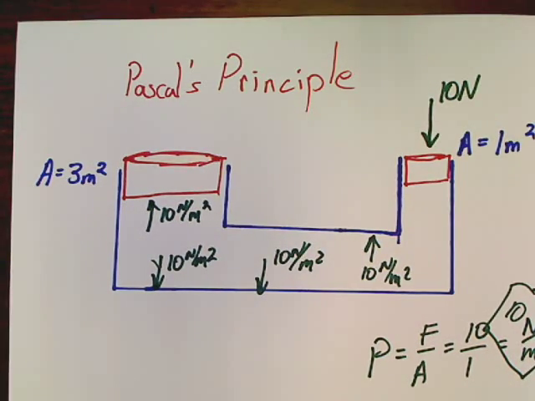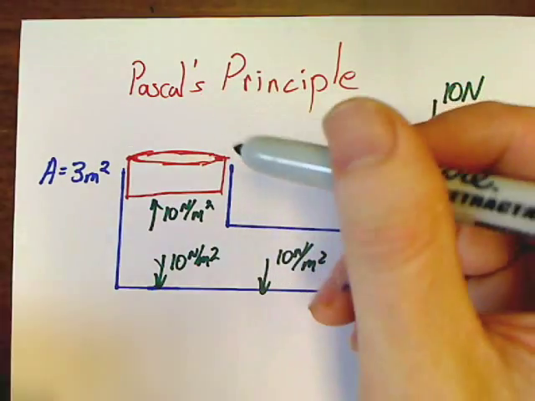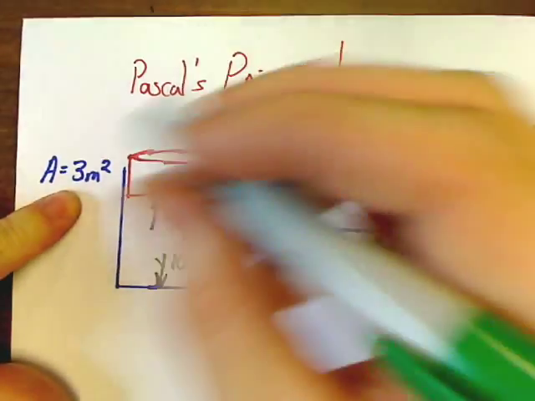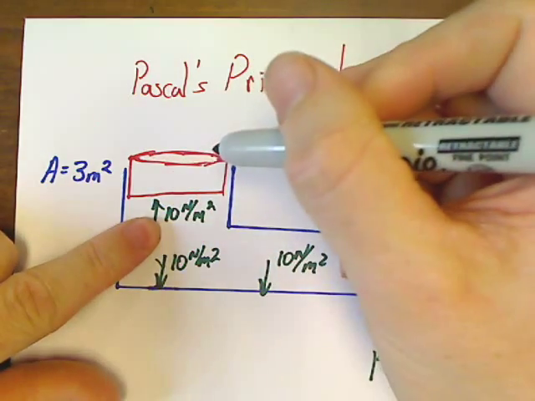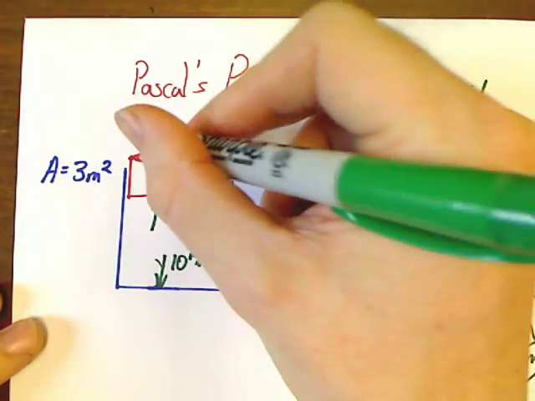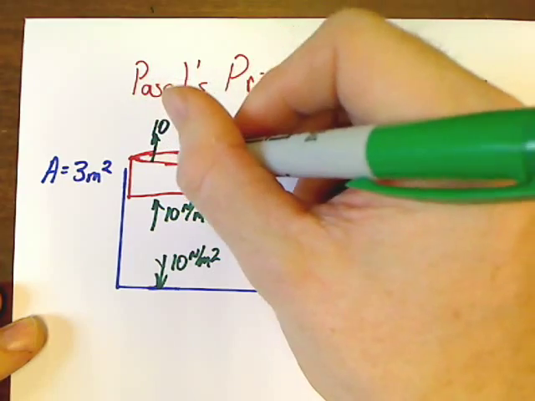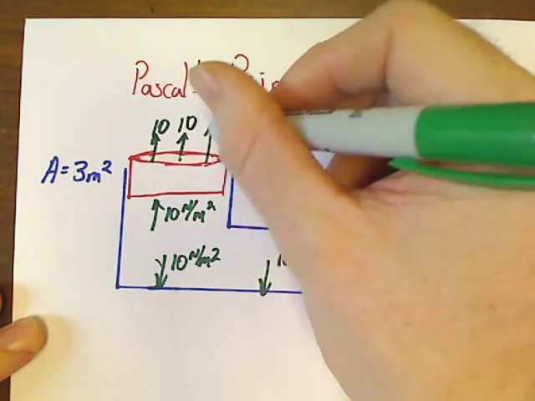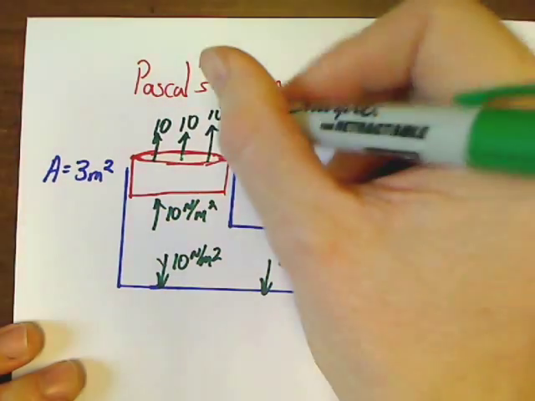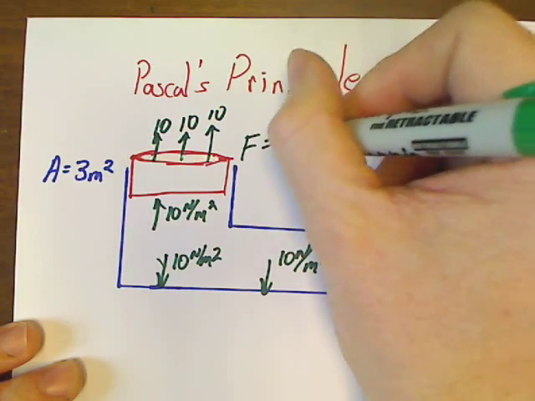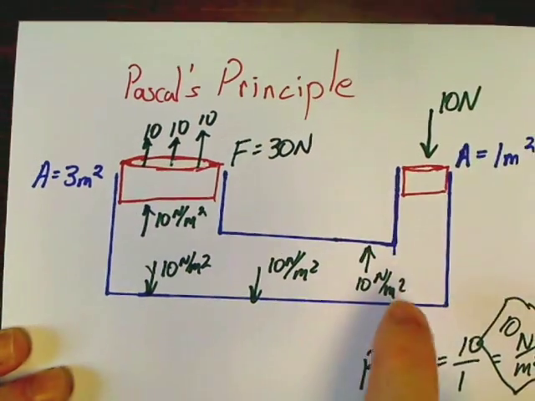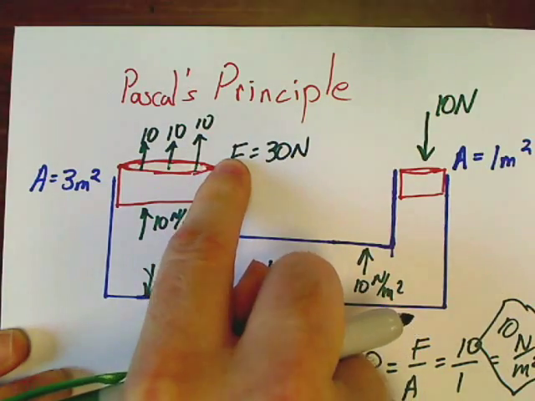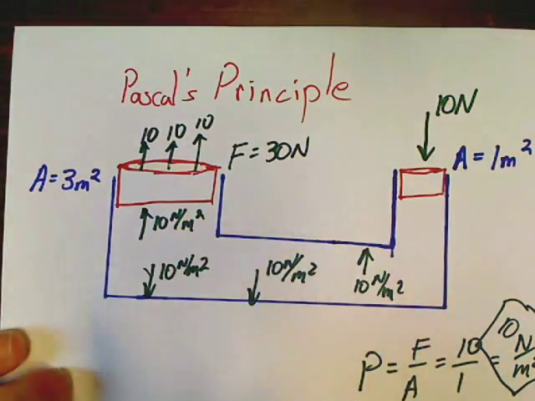And now let's just use common sense. If this piston is 3 meters square, that means you've got 10 newtons for every meter square. So you've got 10, 10, and 10, meaning that this one has a force of 30 newtons coming out of it. So you have tripled the force output that you've put into the cylinder.